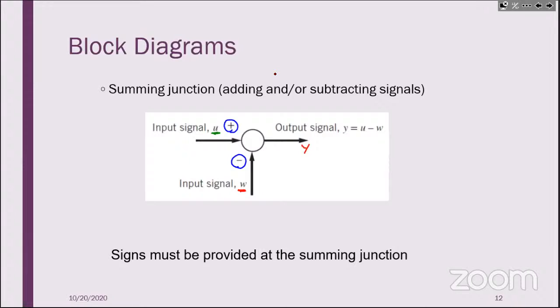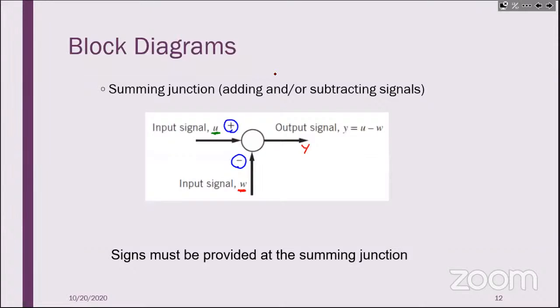So, look, you have something coming out. So think of this kind of like a current node. You're going to add the things that are coming in and they're going to equal whatever is coming out. So I've got a negative signal coming in. I've got a positive signal coming in. When I add those two together, it's U plus negative W or U minus W.